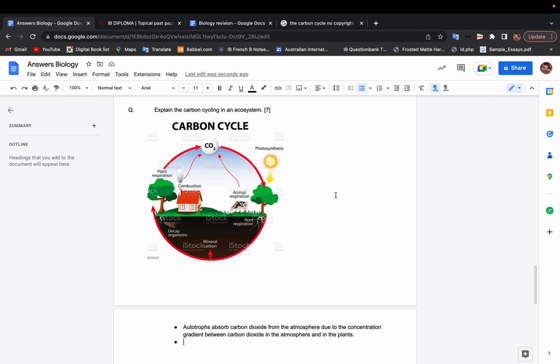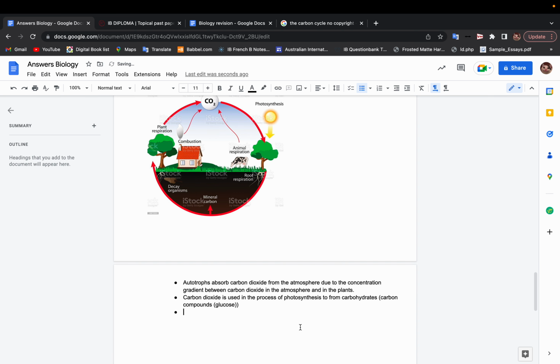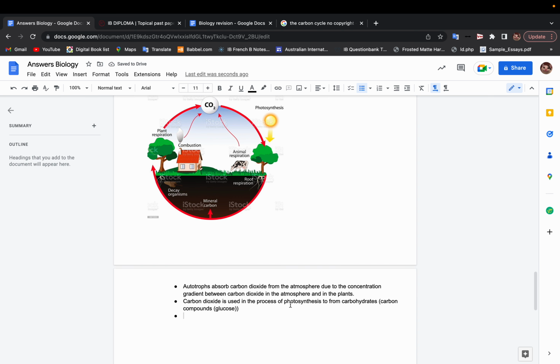So next, we've already talked about how they absorb it, but now we have to know about how they use this carbon dioxide. This carbon dioxide is used in the process of photosynthesis. It's used in photosynthesis combined with the light to form carbohydrates. You can just say carbon compounds, like glucose, for example, that's produced in photosynthesis.